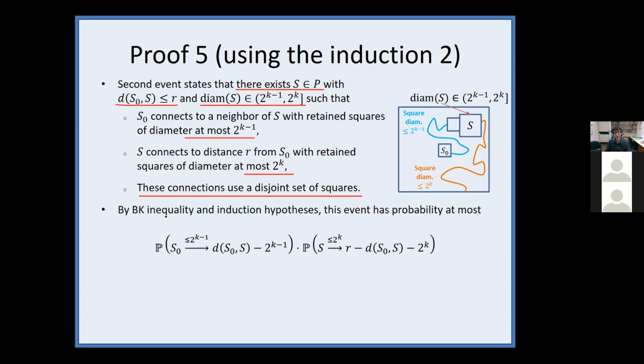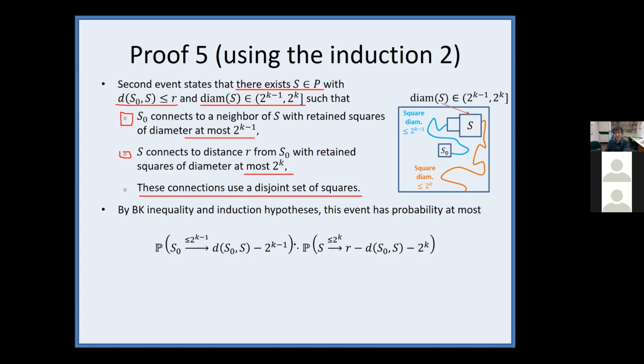Well, you may use the BK inequality because the connections use a disjoint set of squares. And okay, so if you use the BK inequality, the van den Berg-Kesten inequality for percolation, you get that this probability is at most the product of these two probabilities, the probability to go from S naught to the neighbor of S, and the probability to go from S to distance R. So this is what's indicated here. S naught needs to go to this distance from it, and S needs to go to this distance from it. Actually, it might need to go further. So I've written here a lower bound on how far it needs to go.